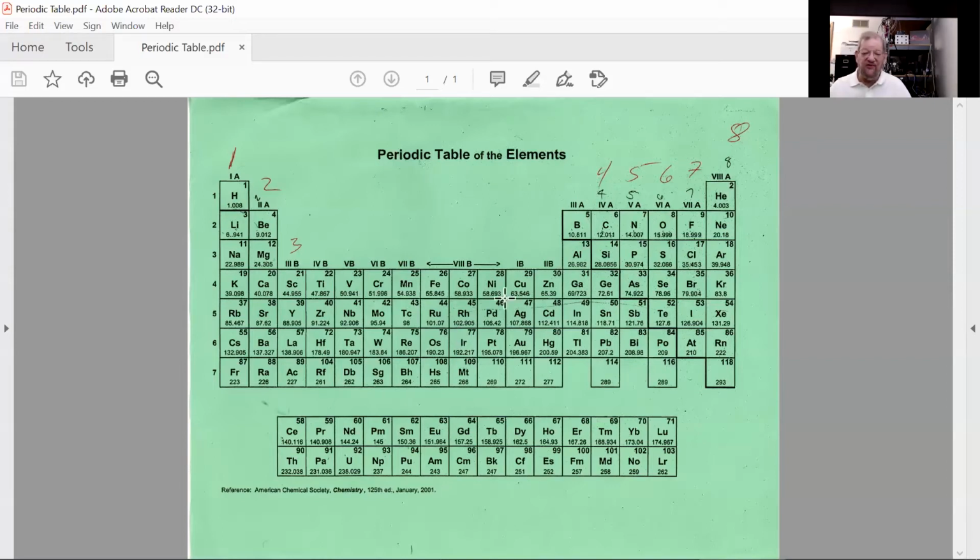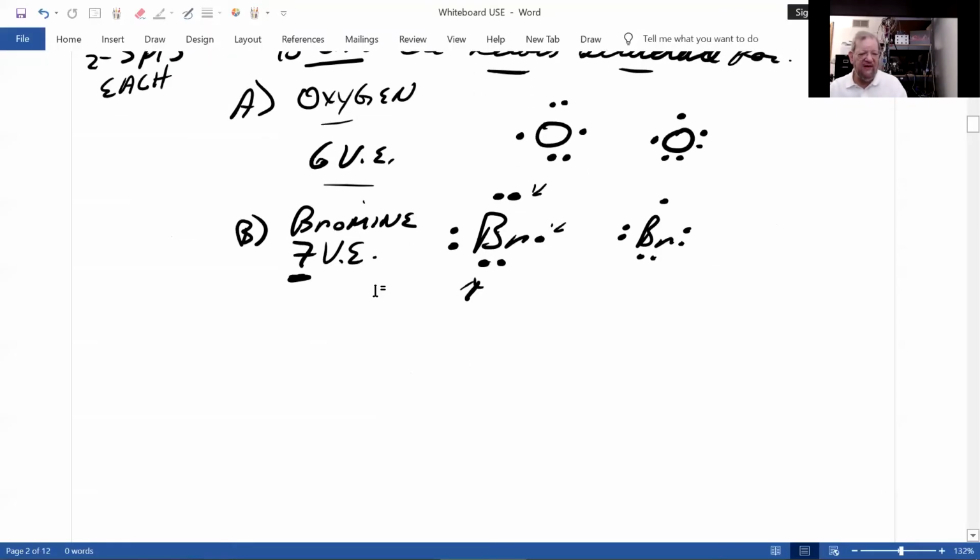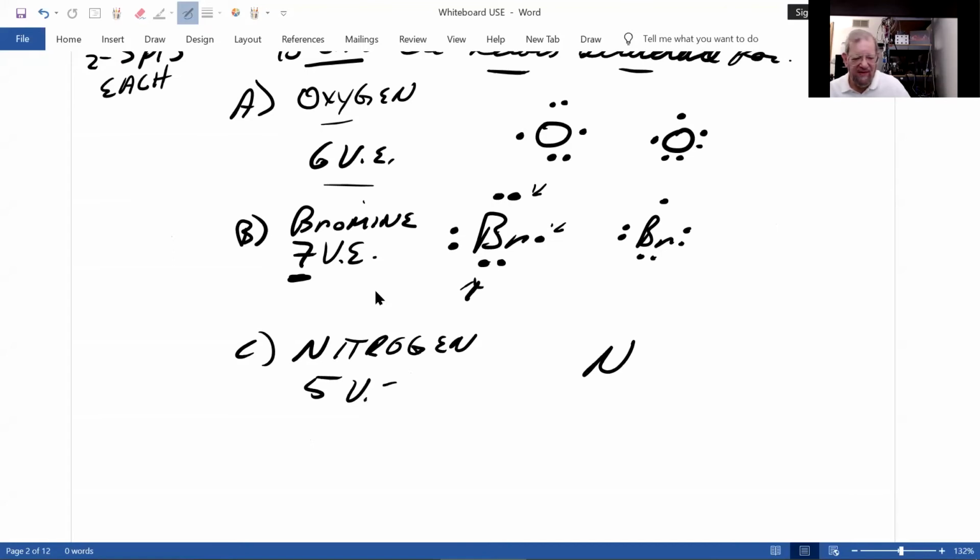Time's up. Nitrogen, chemical symbol N. The valence electron number is on top of the column, V, the Roman numeral for 5. So nitrogen has 5 valence electrons. And why don't you go ahead and draw it?